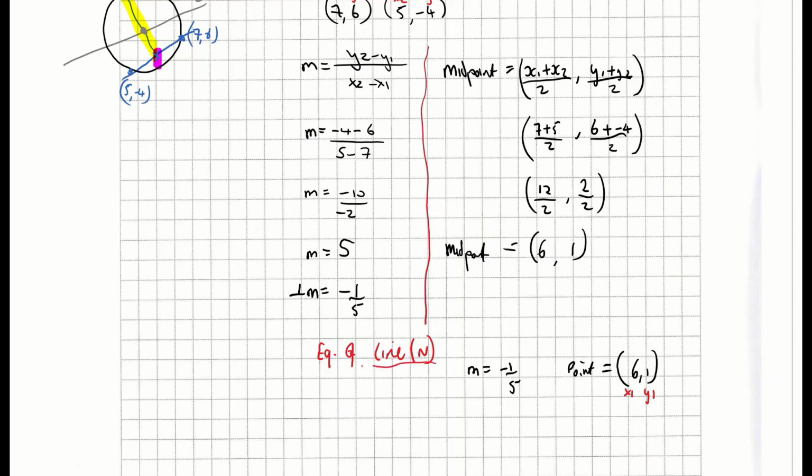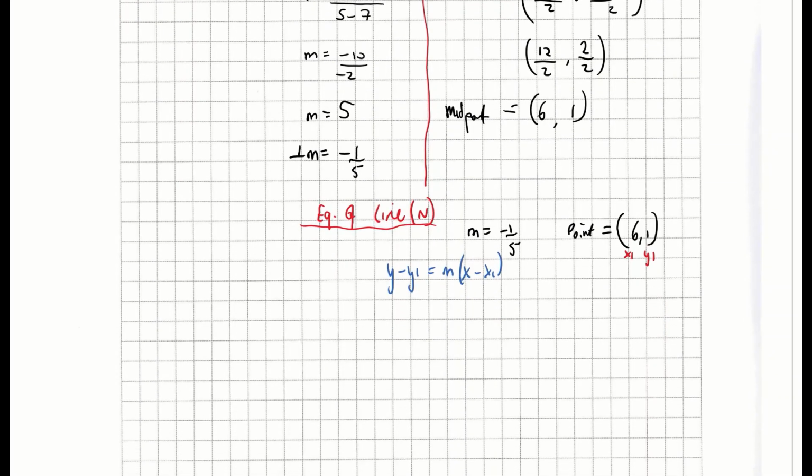Your equation of the line now from your log tables is y minus y1 is equal to m multiplied by x minus x1. And subbing everything in, I'm now going to get y minus my y1, which is 1, equals my m, which is minus 1/5, times x minus x1, which is 6. First of all, I'm going to get rid of the fraction of 1/5.